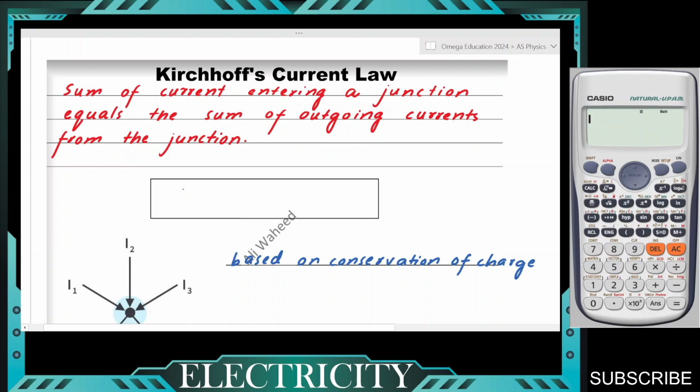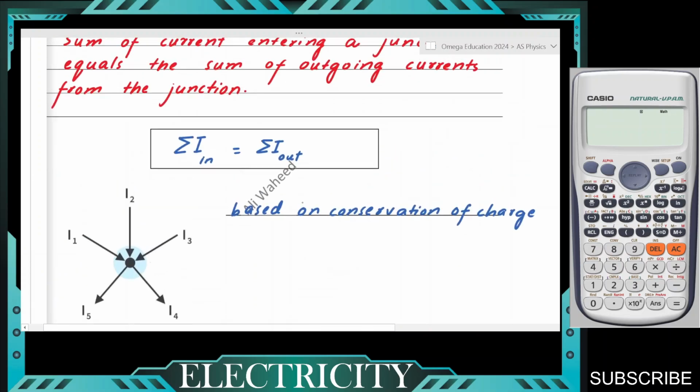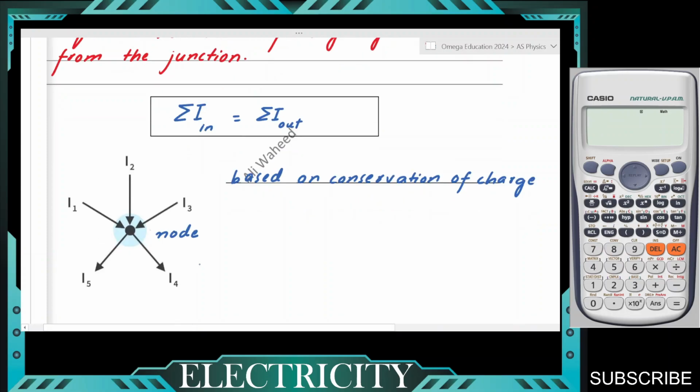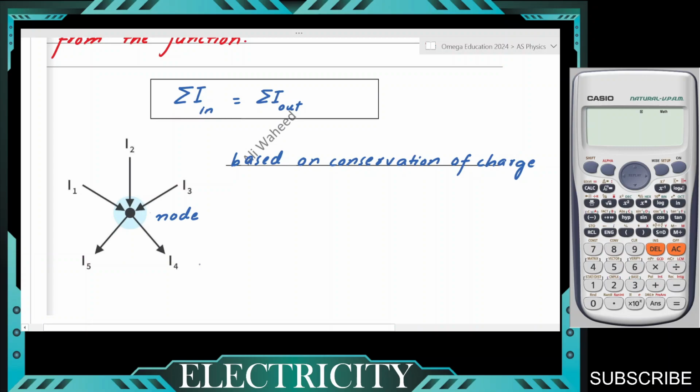And if you want to write this mathematically, we can say the sum of currents into the junction equals the sum of currents getting out of the junction. Now, what is a junction? A junction means simply a point, a node. It is also called a node. A point in the circuit where currents combine, where they add up, where they go in different paths. So that is called a junction, that is called a node.